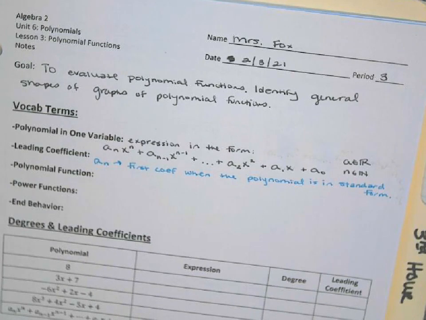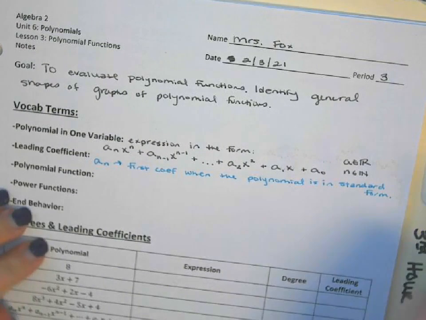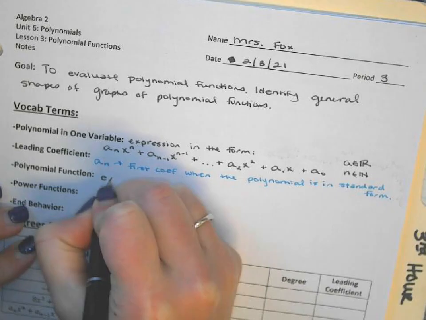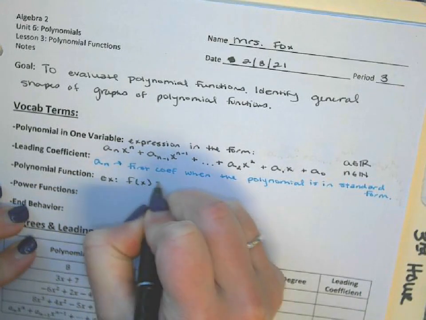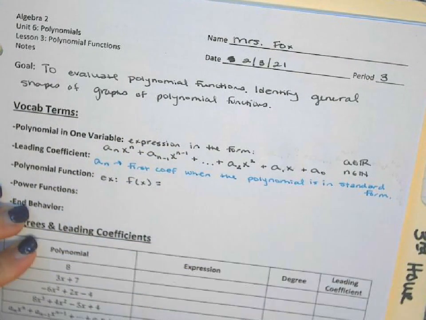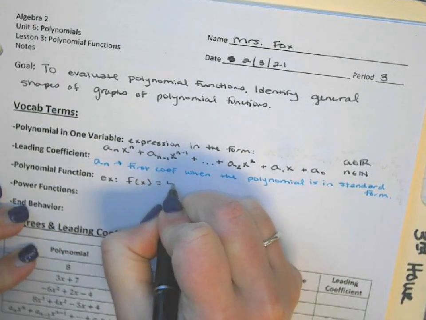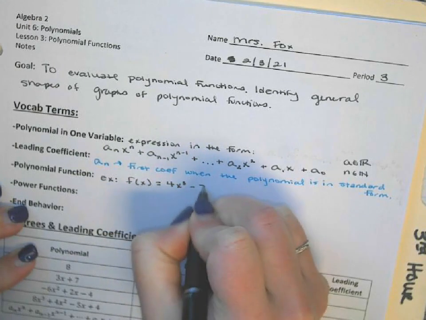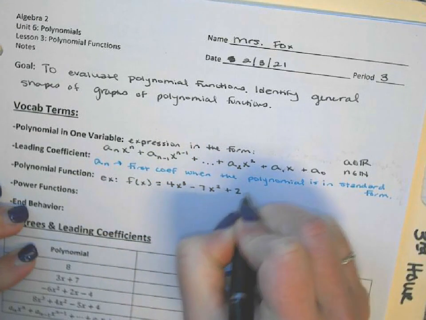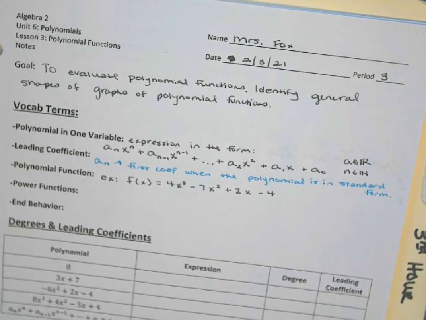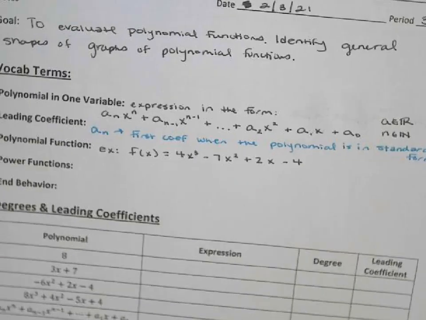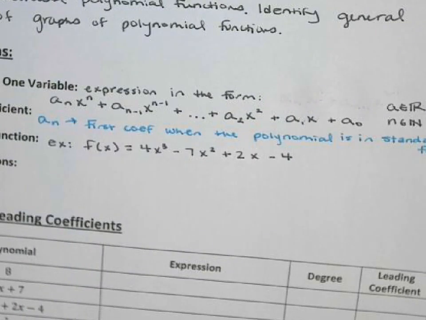A polynomial function, I'm just going to put an example here, is something like f of x equals 4x to the third minus 7x squared plus 2x minus 4. I just made it up. It was not given, I just literally made up numbers. So that's an example of what a polynomial function might look like.